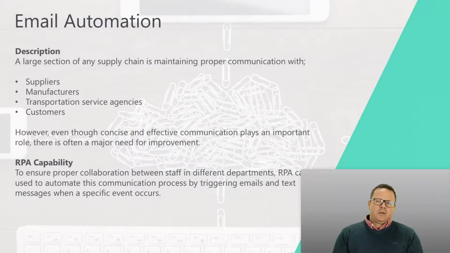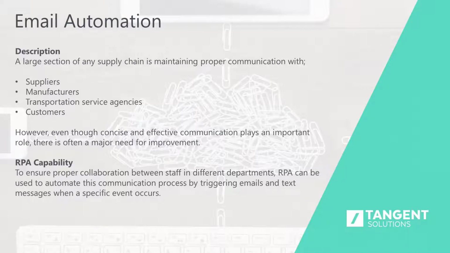Now, let's look at email automation. A large section of any supply chain is maintaining proper communication with suppliers, manufacturers, transport service agencies, and customers. However, even though concise and effective communication plays an important role, there is often a major need for improvement. RPA improves communication and collaboration.